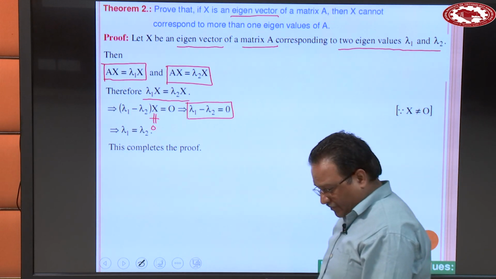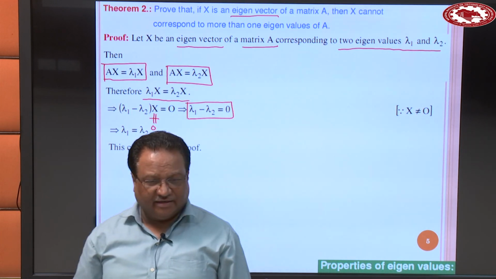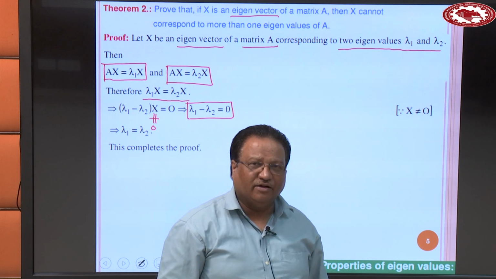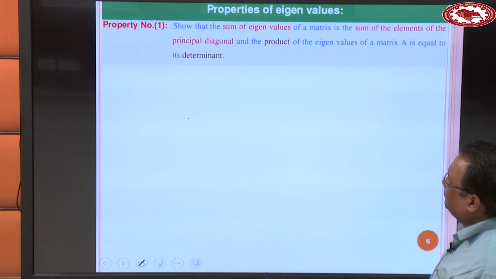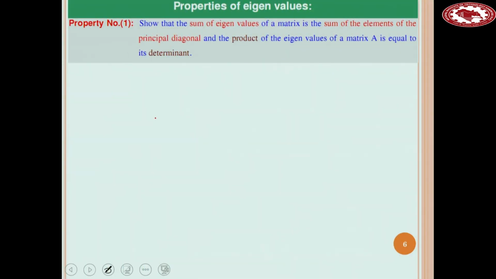Now we will discuss a few properties of eigenvalues. So the first property of eigenvalues is: show that the sum of eigenvalues of a matrix, lambda 1 plus lambda 2 plus lambda 3 if we have A of order 3, then sum of eigenvalues means lambda 1 plus lambda 2 plus lambda 3. Clear? The sum of the eigenvalues of a matrix is the sum of the elements of the principal diagonal.